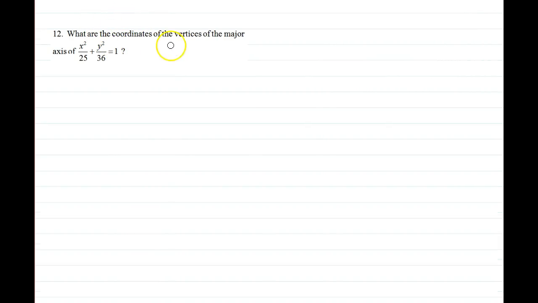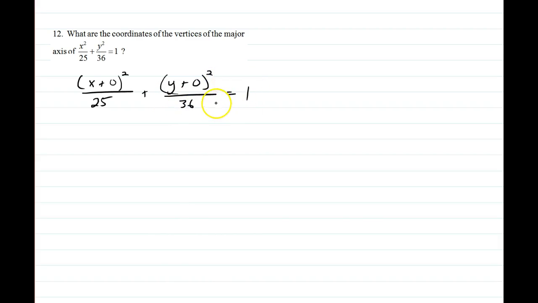All right, for number 12, what are the coordinates of the vertices of the major axis? Since it's equal to 1, it's either an ellipse or hyperbola. Since it has the addition sign, that makes it an ellipse. This might look a little weird at first, but think of this as x plus 0 squared over 25, y plus 0 squared over 36, and that's equal to 1. So now that tells us that our center is at 0, 0.